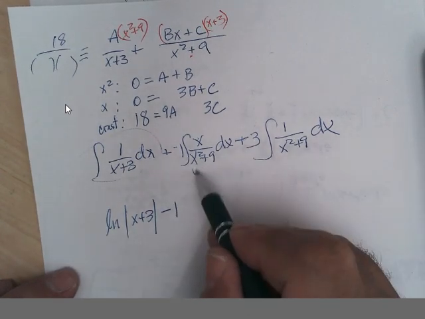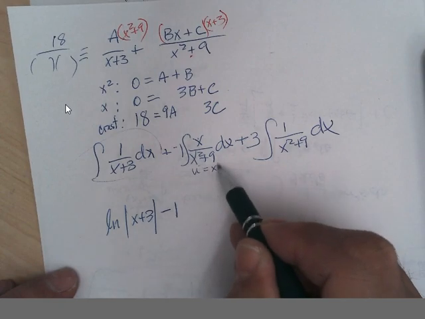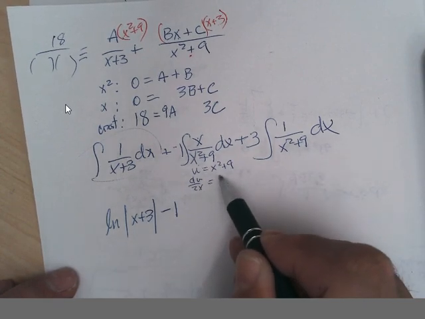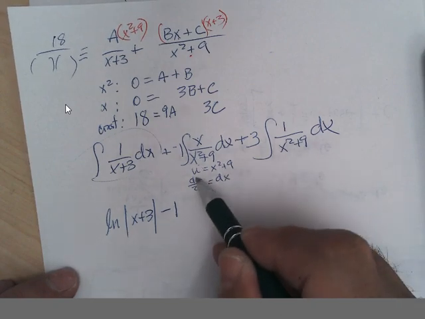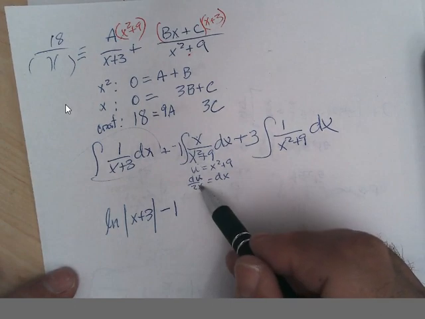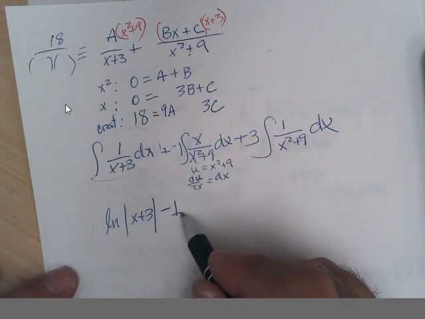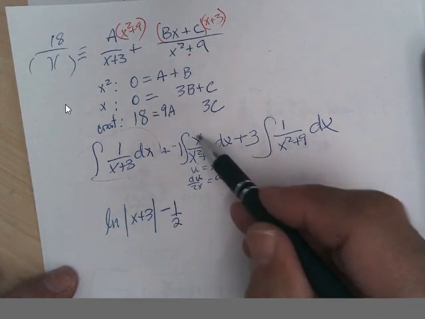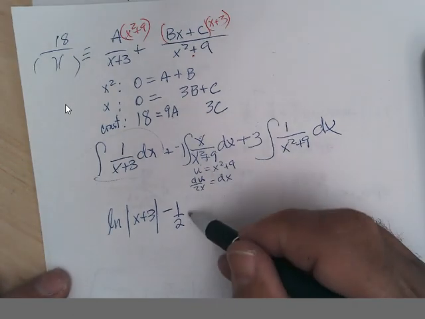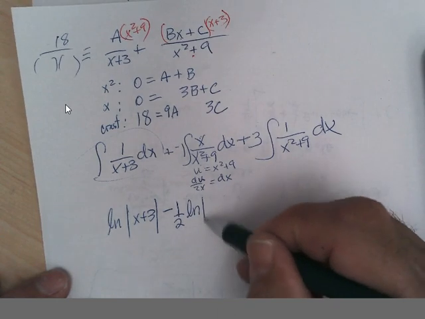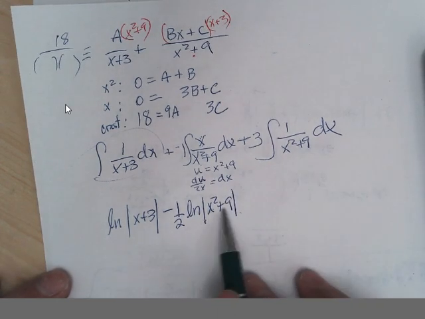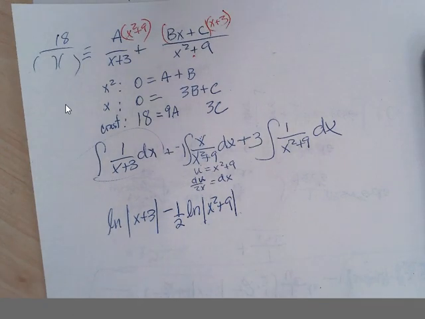This one, if I do u sub, u equals x squared plus 9, I get du over 2x equals dx. I did 2 steps there to get to that. It's 2x dx divided by the 2x. So the x's will cancel. I'll get a 2 in the denominator, and I'll have 1 over u du, and the antiderivative of that would be ln of x squared plus 9. Really don't need the absolute value because that's always positive, but I'll put it on there.